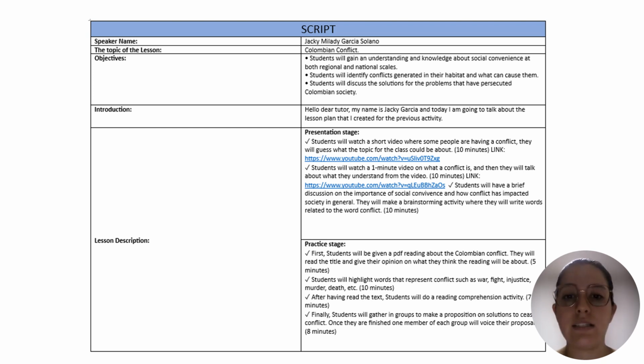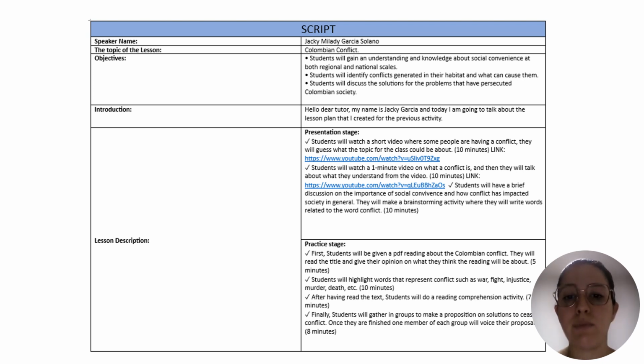The second is the students will watch a 1-minute video on what a conflict is, and they will talk about what they understand from the video. So in this part, we have the concept of the conflict. The first one was for them to have an idea, but in this part is to have the concept of what a conflict is, and of course the importance of social convivence and how conflict has impacted society. So that is the idea.